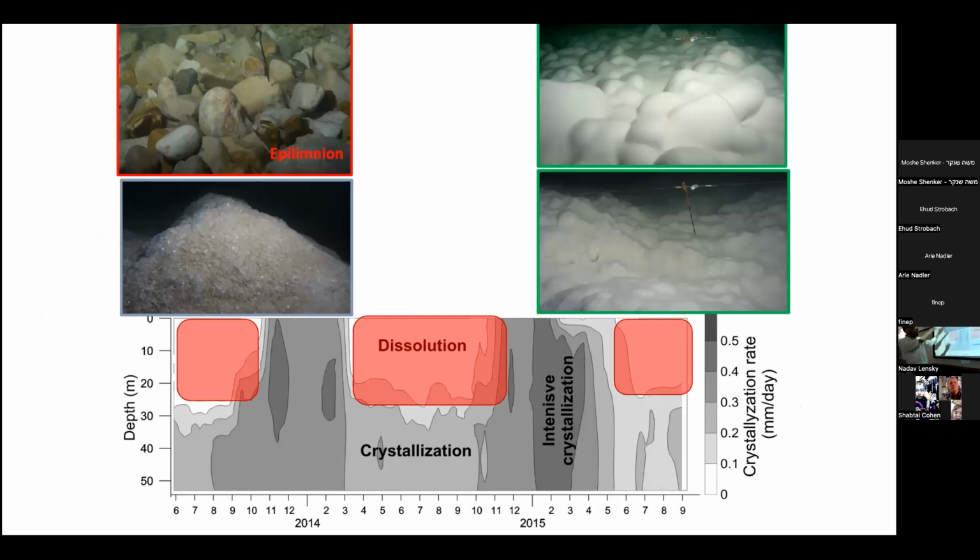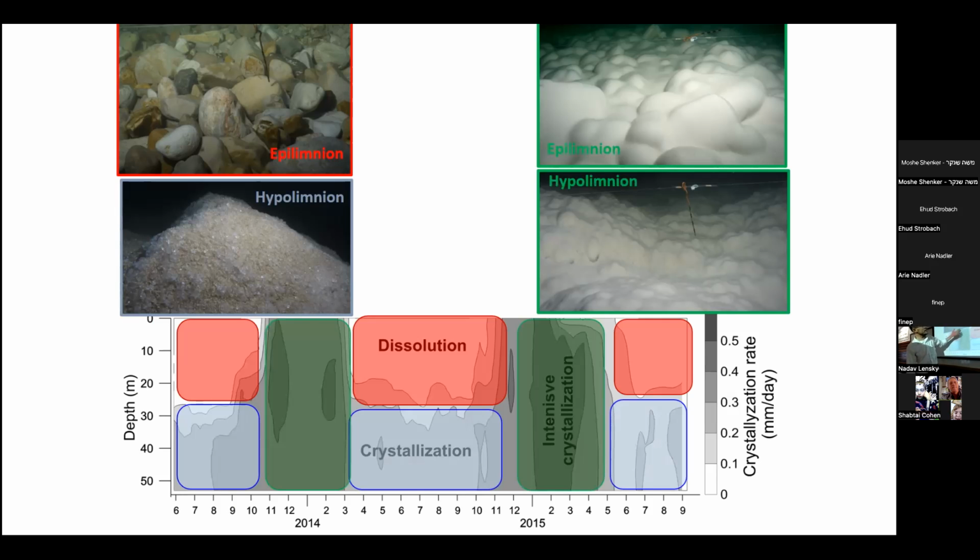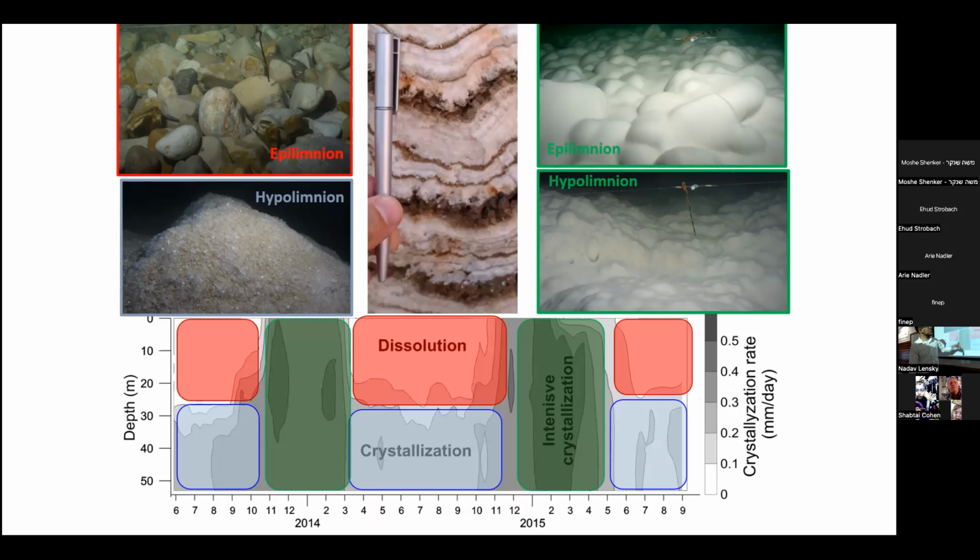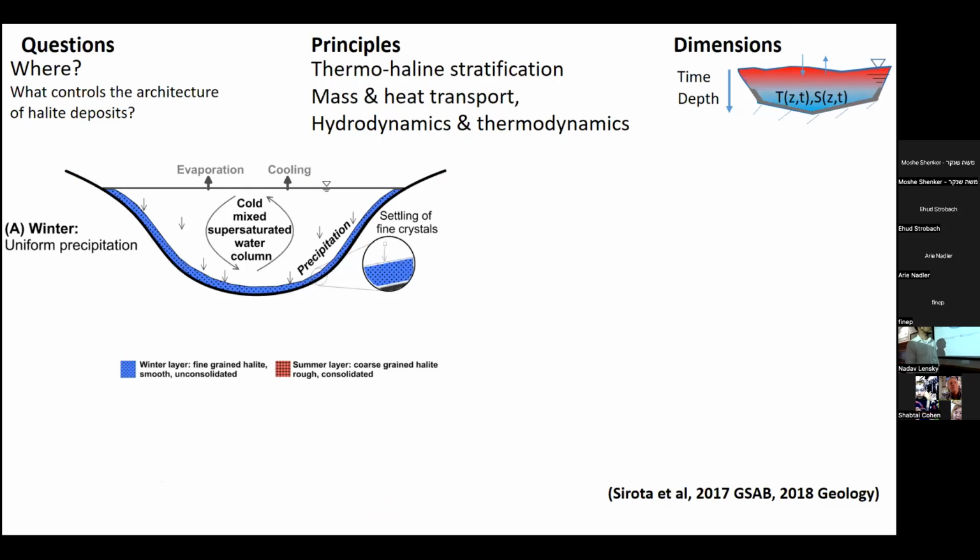Okay, so now we have a kind of atlas of salt deposits. We know that in the summer, in the shallow, we get mostly dissolution. At the same time, in the deep part, we have crystallization of coarse crystals. And in the winter, we have fine crystallization everywhere. So now we can go and try to explain salt deposits.